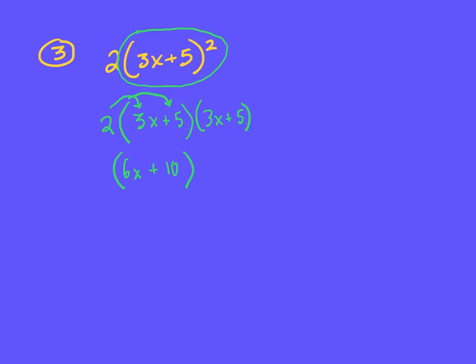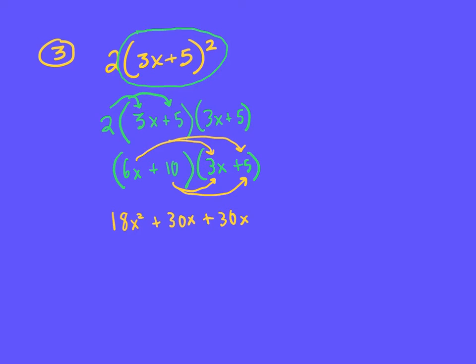Leave that in parentheses, and then take that times that 3x plus 5 that was on the end there. Distribute the 6x, also distribute the 10. So 6x times 3x, 18x squared, 6x times 5. 10 times 3x, and then 10 times 5.